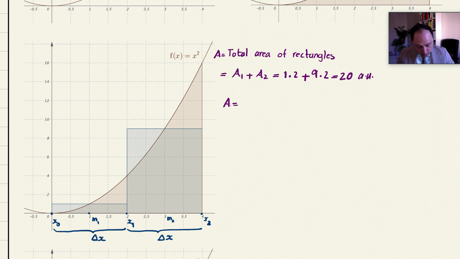Now if I ask you, can you write a formula? The answer is clear. You have the midpoint number 1. If you want to find this height, you put this number into your function. So it becomes f of m1 times delta x plus f of m2 times delta x. So this is the total area of the rectangles, not the total area of what I wanted to calculate. This is the total area of the rectangles. So is this formula clear for everyone?